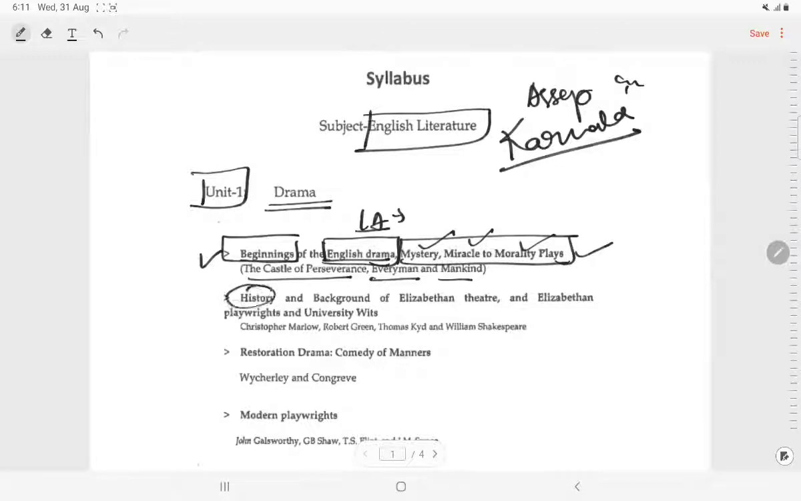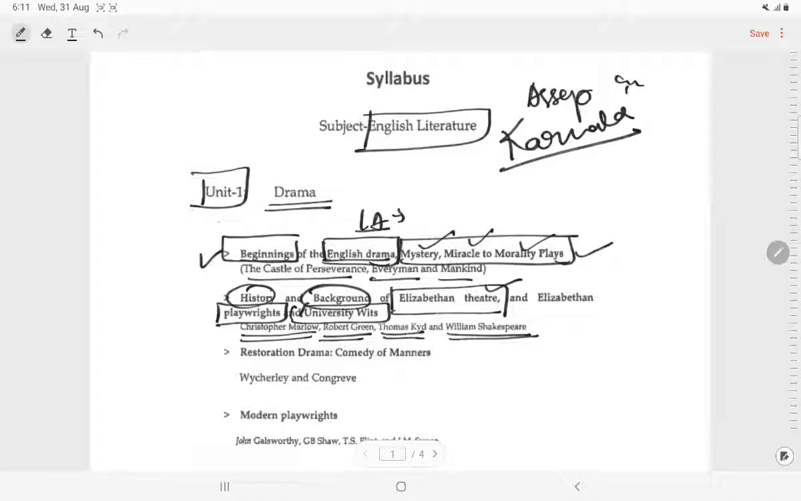Next, coming to the history and background of the Elizabethan age, especially Elizabethan theater and playwrights, and very importantly the University Wits. Here one or two questions will definitely be asked by the question paper setter, so we have to study this part very carefully. Let us see who the very important playwrights are in this context. The very first one is Christopher Marlowe, whose masterpiece is Dr. Faustus, and his contemporaries Robert Greene, Thomas Kyd and William Shakespeare. We have to study Shakespeare's 37 plays briefly from the exam point of view. We cannot finish William Shakespeare, we can only finish his works.